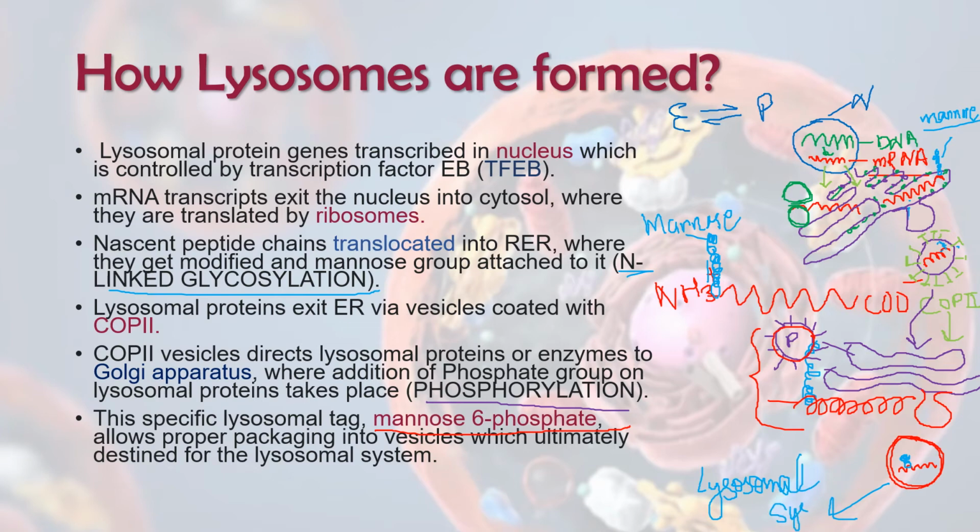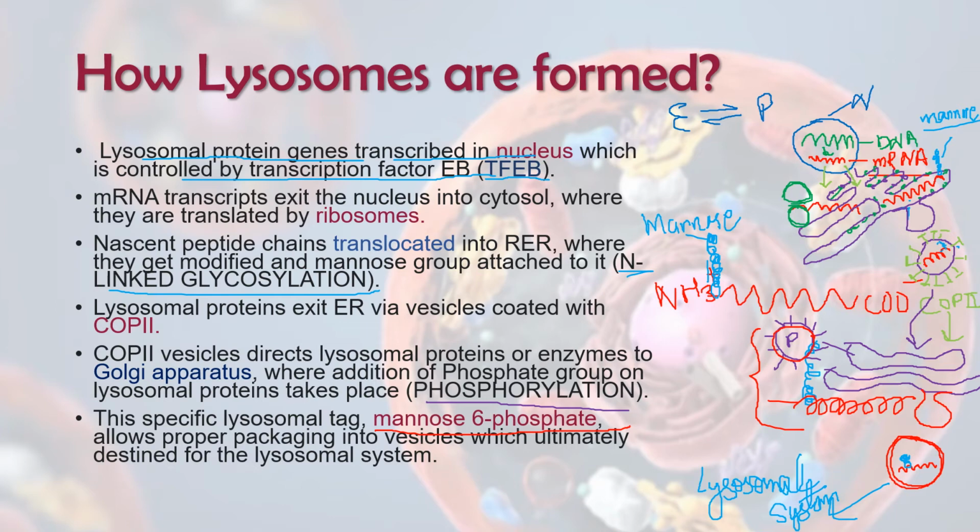Lysosomal system. So let's take a quick recap of how lysosomes are formed. As I just told you, lysosomal protein genes are transcribed in the nucleus, which is controlled by the transcription factor EB, TFEB. So inside the nucleus we have the transcription factor EB, which is used in the formation of mRNA.